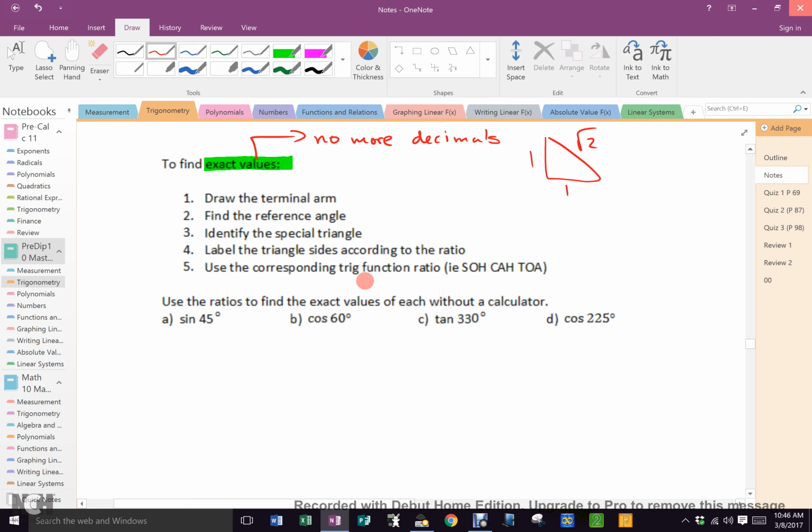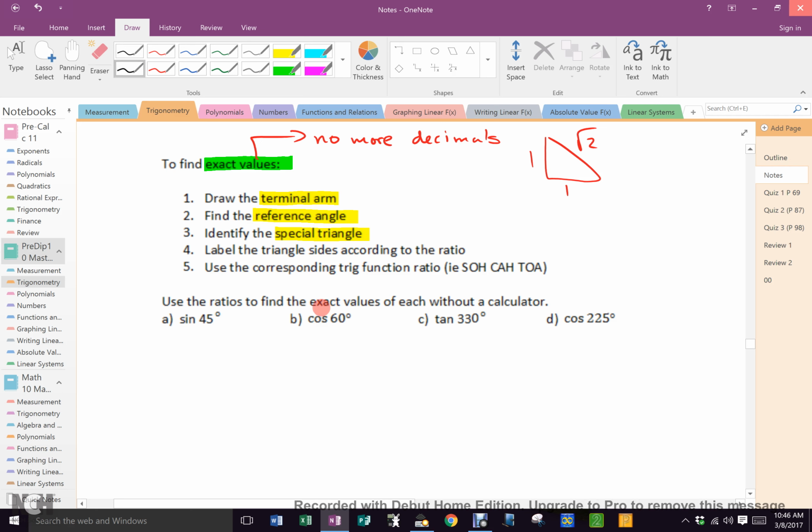You can read it for a second while I set this up. Okay? So read that over. Just read it. Make sure you know what all of those terms are. And by all of those terms, I mean everything highlighted. Know what the terminal arm is. Know what the reference arm is. Know what a special triangle is. And then you'll be in good shape. Is everybody comfortable with those 3 things? All right, let's do the very first one.